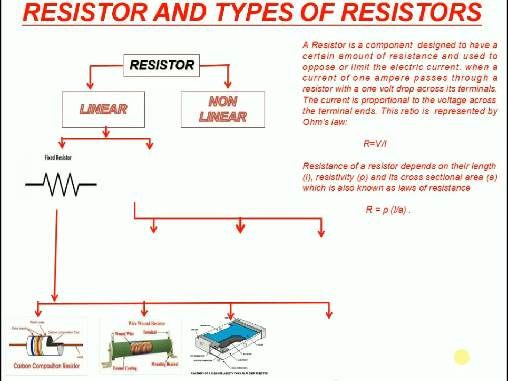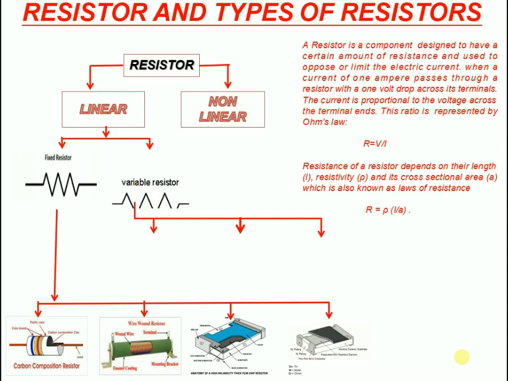Thick film resistors. The production method of thick film resistors is the same as thin film resistors, but the difference is that there is a thick film instead of a thin film or layer of resistive material around it. That's why it is called a thick film resistor.